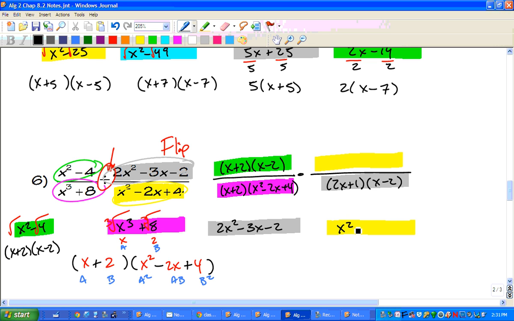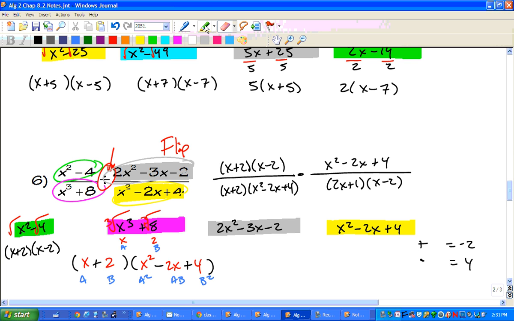And then the x squared minus 2x plus 4. Can you think of any numbers that add up to negative 2 and multiply to 4? Well, I sure can't.